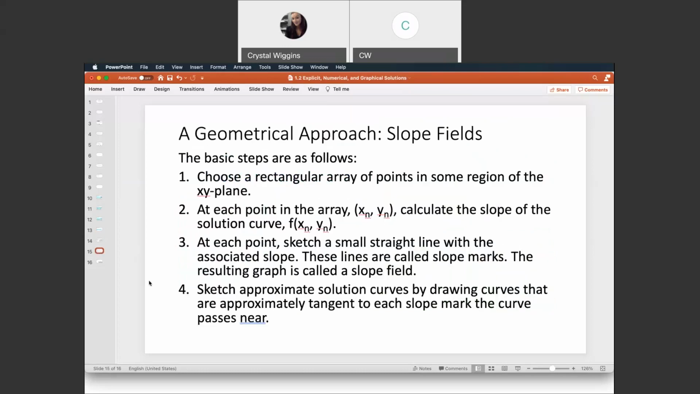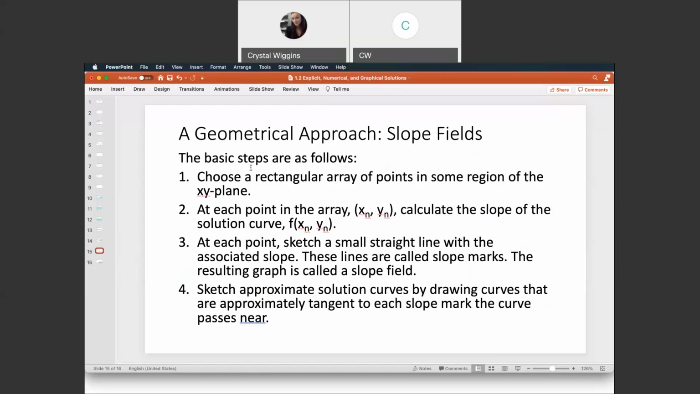The last approach, the geometrical approach, we are talking about slope fields. So this is a very tedious, long process, and our TI-89 also draws slope fields for us, which we will be using again after this homework and after the first exam. But it's really great to use your calculator in order to check your answers and make sure that you are on the right track. So the basic steps for drawing a slope field is you have to choose a rectangular piece of the coordinate plane.